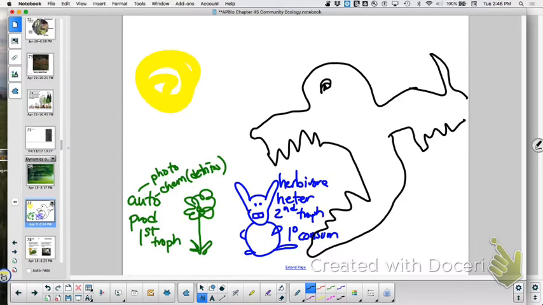Okay. What is he? A lot of things. He's a carnivore. He's in the third trophic level. What else? He's a heterotroph. What else? Secondary consumer. Did we hit them all? We got carnivore.